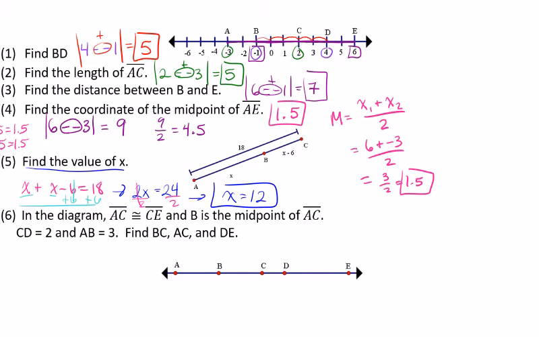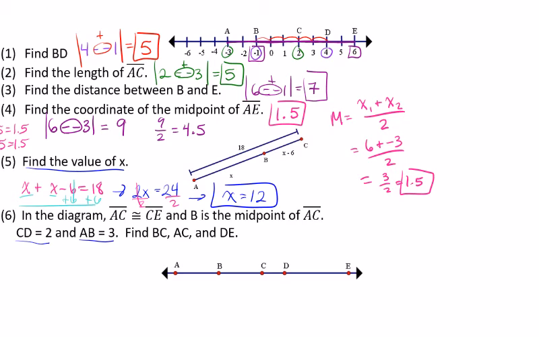So number 6 in the diagram, AC is congruent to CE. Segment AC is congruent to segment CE, and B is the midpoint of segment AC. Here we're given that the length CD is equal to 2, the length AB is equal to 3. So it's asking find BC, AC, and DE, right?